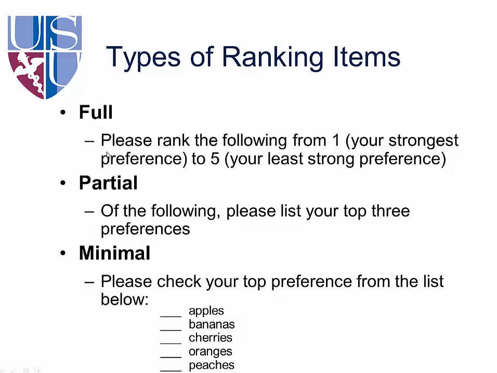You can also have a partial ranking, where you have a longer list, but maybe you say, please rank your top 3 or your top 5. And then you've got this minimal ranking where you just say, hey, from these lists, pick your top preference.